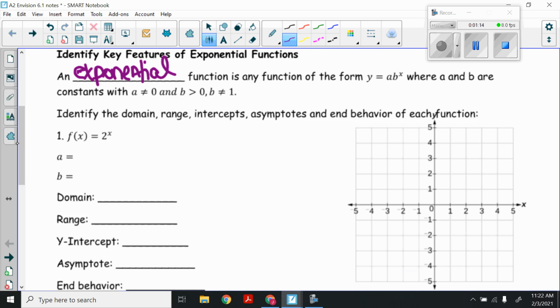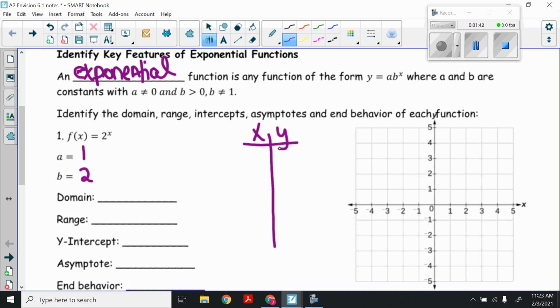So we see number 1 says f of x equals 2 to the x power. We want to identify our a and our b. B is always whatever is being raised to the x power. So here b is 2. A is the number in front of that. Okay, there's not a number in front of 2, so that's understood to be a 1. Okay, so I can go ahead and make an XY table.